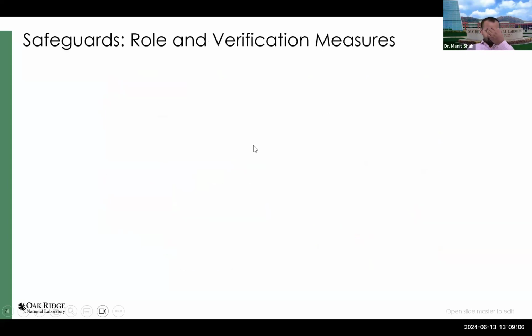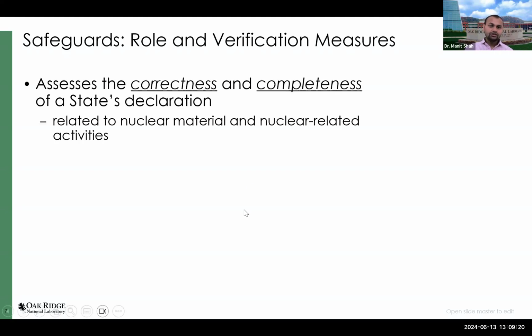manufacturing units that in some sense provide technology that supports nuclear energy and nuclear technology. Now, while we are talking about that, safeguards will be applied and the IAEA verifies it. But then what is the exact role of safeguard measures? If we have to say it in brief, it's to assess the correctness and completeness of a state's declaration. And it's related to nuclear material as well as nuclear related activities.